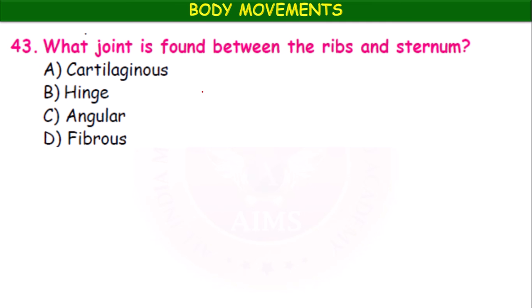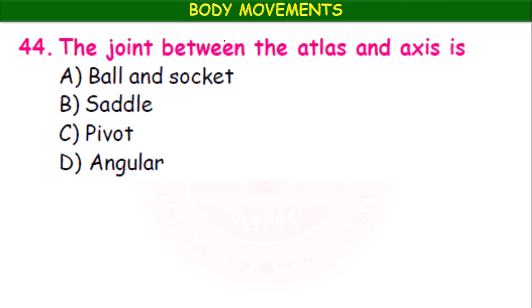So, what joint is found between the ribs and sternum? Cartilaginous joints, hinge joint, angular joint, fibrous joint. Cartilaginous joint is present between the ribs and sternum. The joint between the atlas and axis is ball and socket joint, saddle joint, pivot joint, angular joint. Which joint? Pivot joint. So, we can rotate our neck due to the presence of this joint. Where is it present? Between the atlas bone and axis bone.